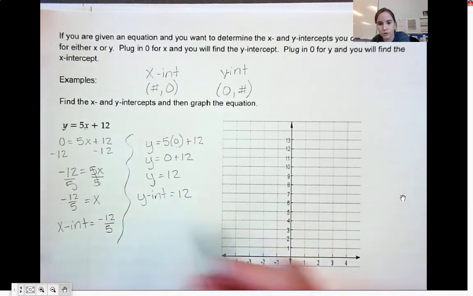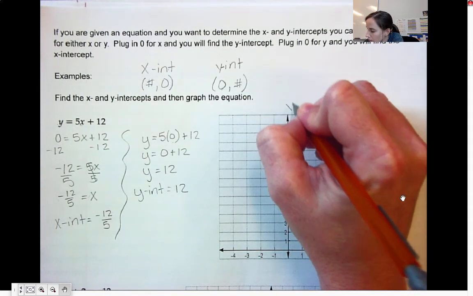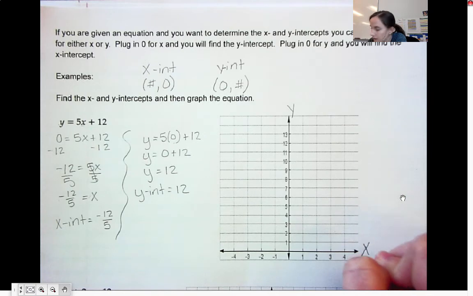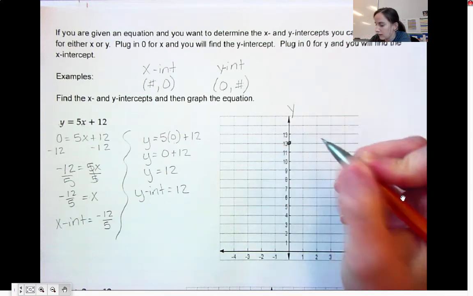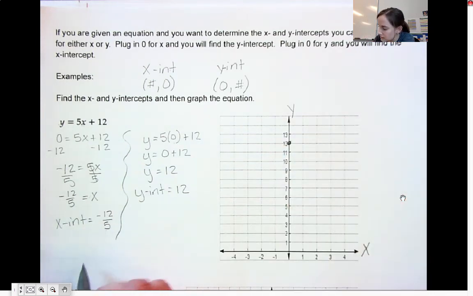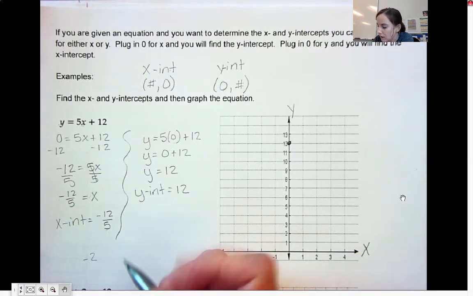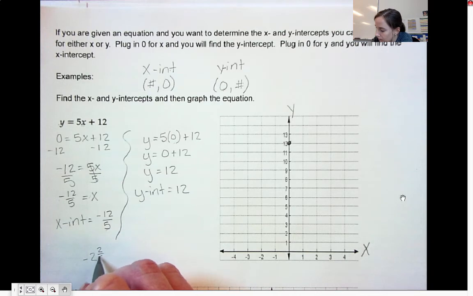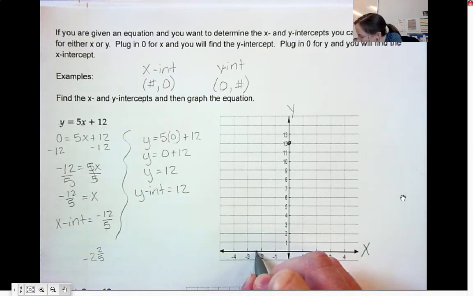Now we need to graph. Well, the y-intercept is where the graph crosses the y-axis. This is the y-axis, this is the x-axis, and it crosses the y-axis at 12. And here I'll look at this as negative 2, because 5 will go into 12 2 times. That would be 10. We would have 2 left over out of 5. And I'm just going to graph this as best as I can. Be really close to the halfway mark.